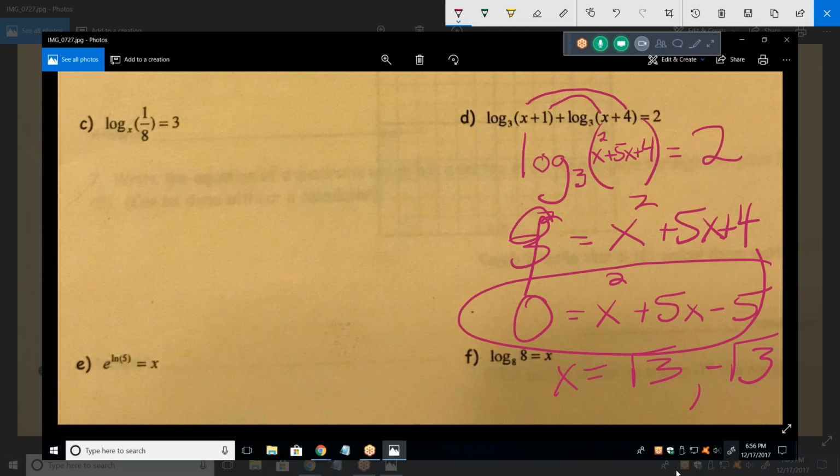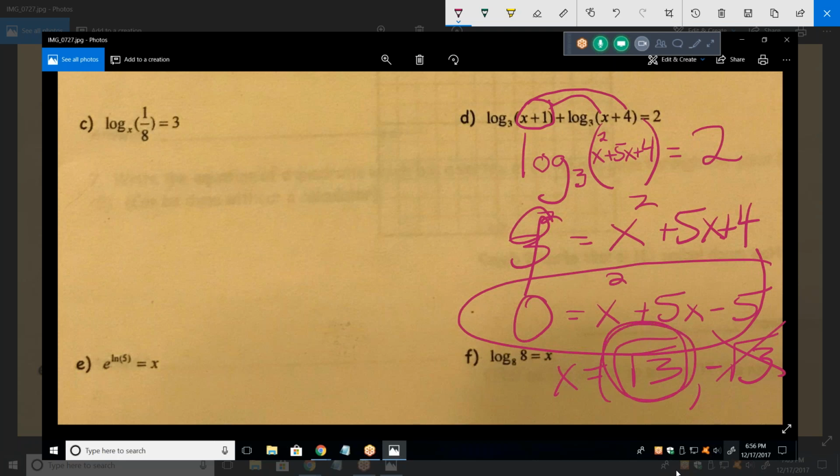Which one of those answers doesn't work? The negative root 3. Because you cannot take the log of a negative number. And if I put negative root 3 in for x, that argument is negative. Exactly. That's like taking the square root of a negative number. You cannot do it. So you throw out that solution and you use only that solution.